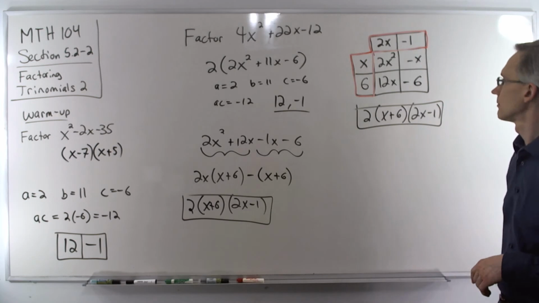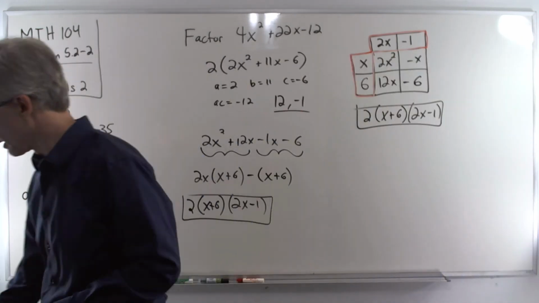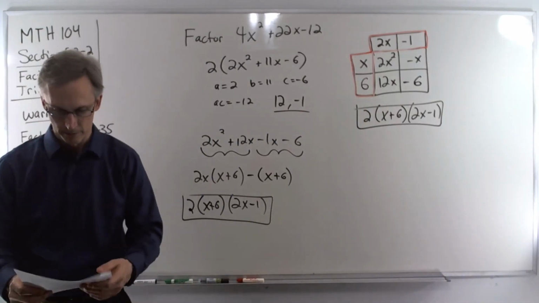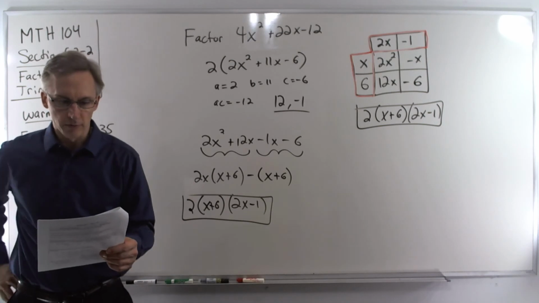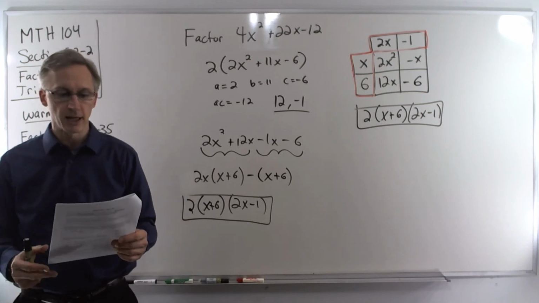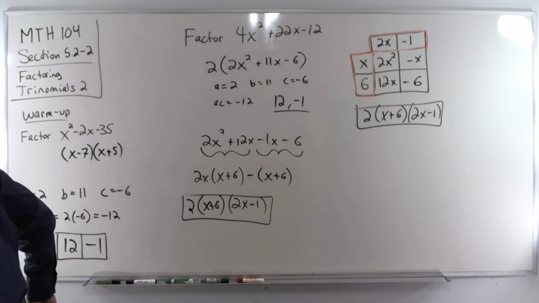Box method, it takes a little practice. But by the end of this lesson, I'm sure you all have it down. All right, your turn number 1. We're going to factor 12x squared plus 19x plus 4. Please use both methods.